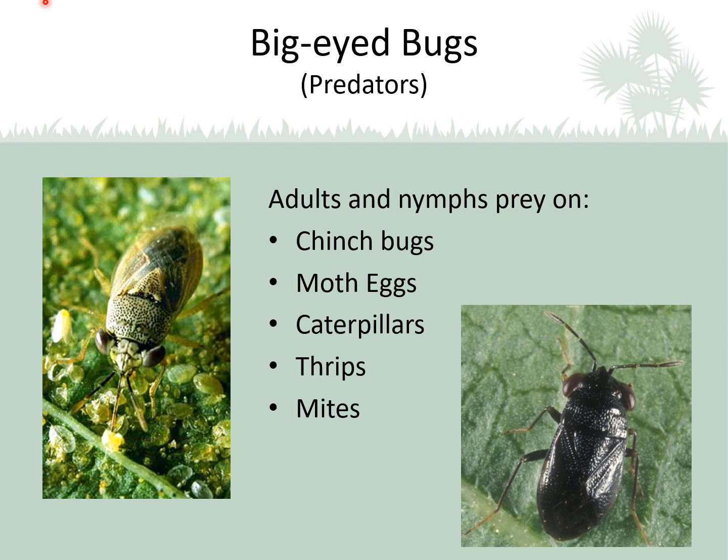Big-eyed bugs are often mistaken for chinch bugs. However, they can be easily distinguished by their large eyes. Note the eyes here, here, and the eyes here and here.